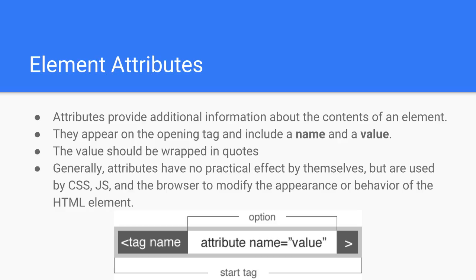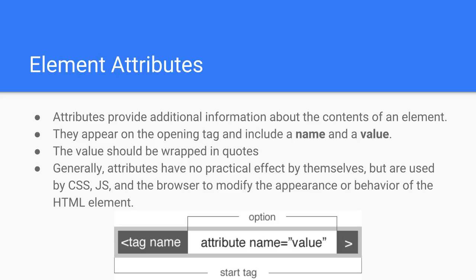Okay, so next are element attributes. Attributes are how we can provide some additional information about the contents of an element. So it appears in the opening tag. It has a name and a value for the attribute. And the value typically is wrapped in quotes.